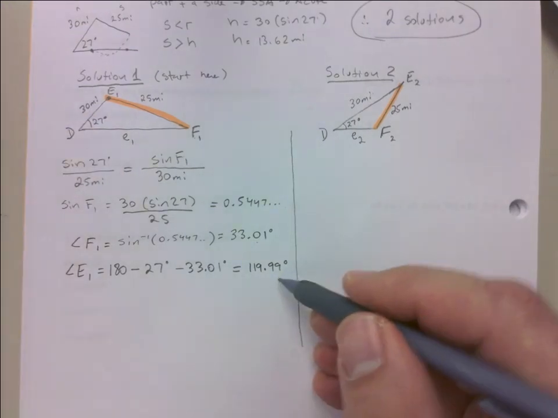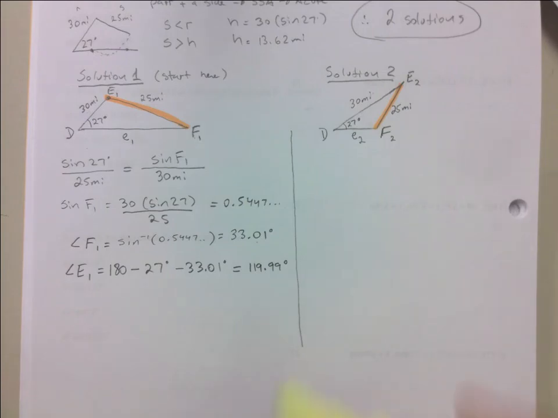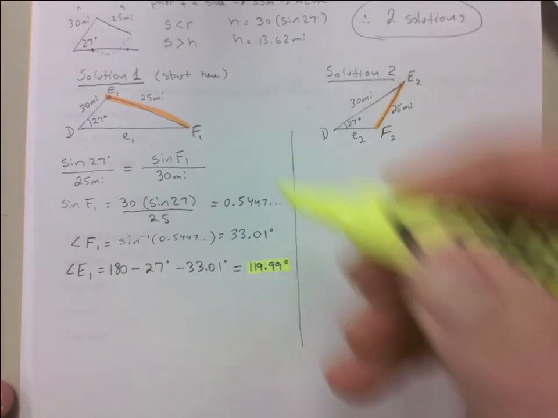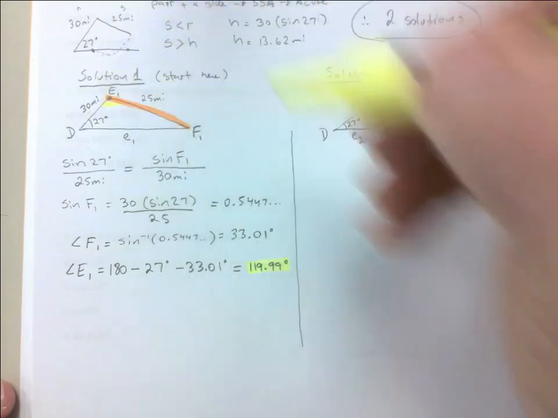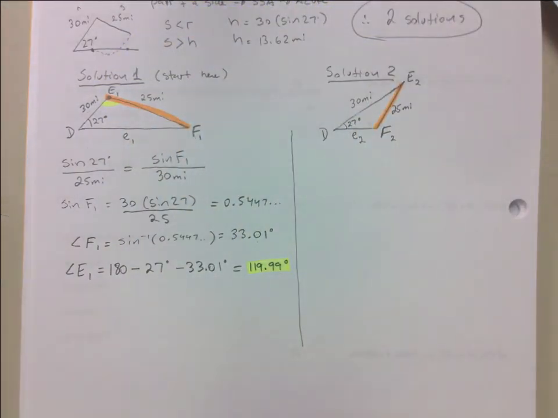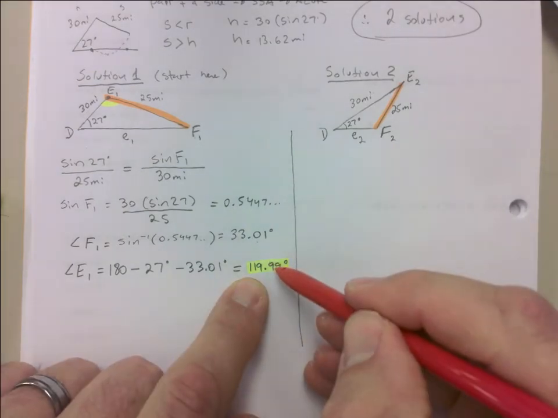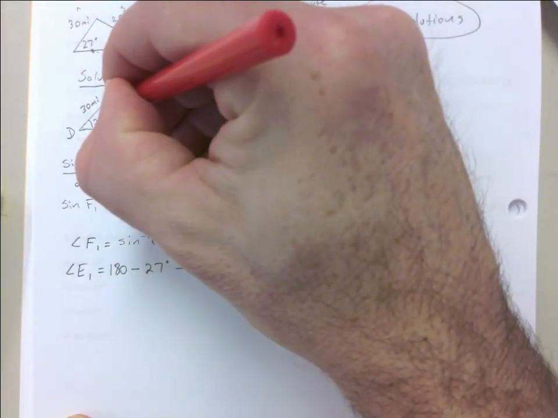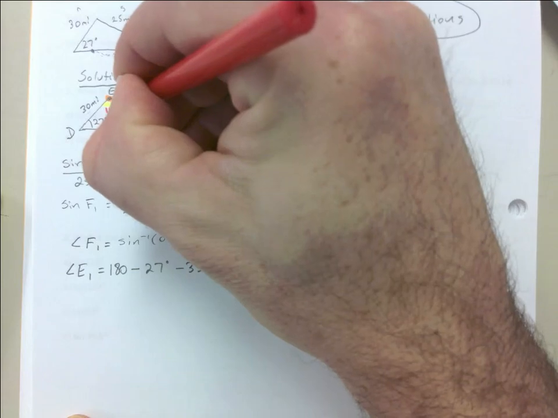Because now that you have the 119, I'm going to highlight that maybe and say I have this now. And maybe I will use a red pen there to help me out so that you can clearly see that I solved for it here. 119.99 degrees.